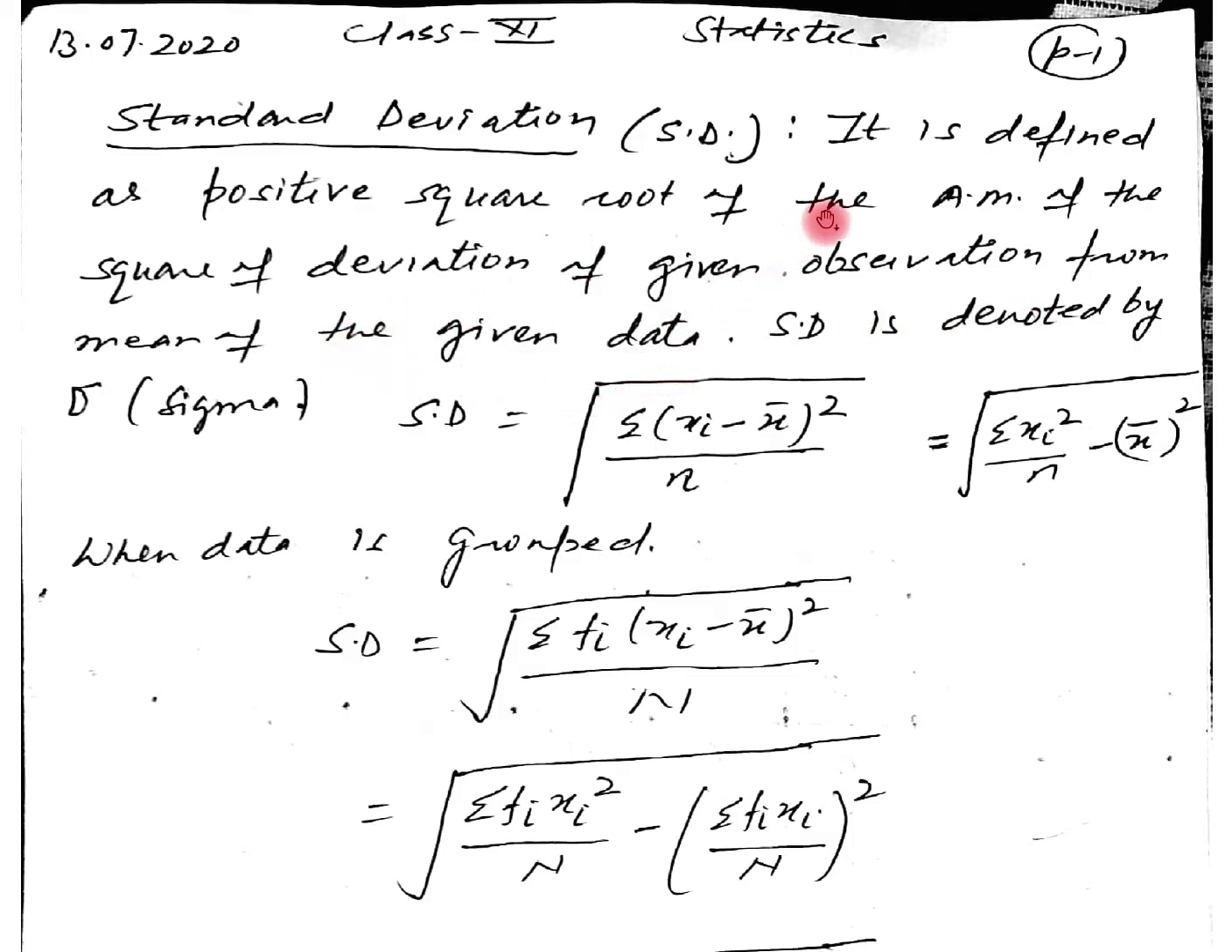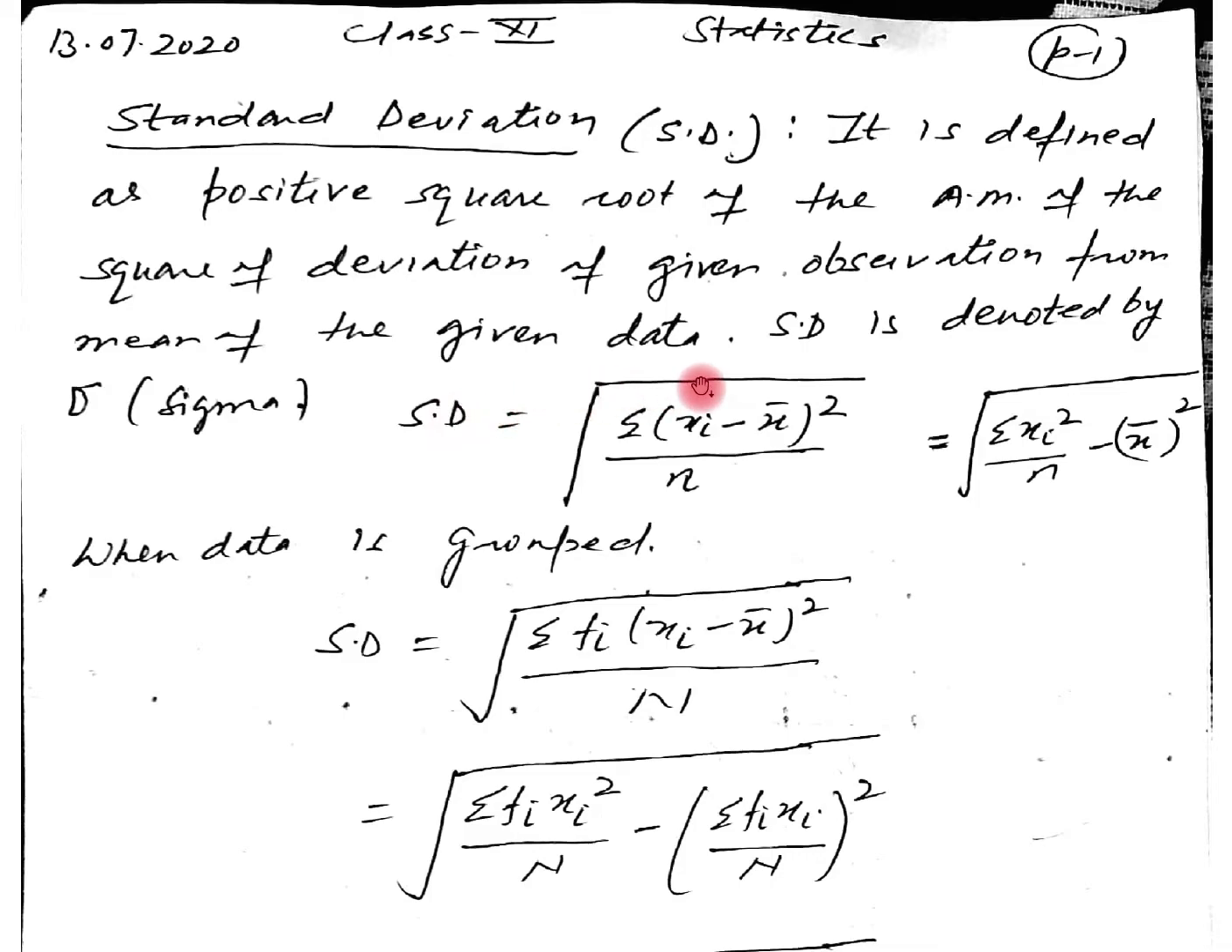Listen to it again. Standard deviation is defined as the positive square root of what? Of the arithmetic mean of the square of deviation of given observation from the mean of the given data. It means standard deviation is the positive square root of the mean of the square of deviation from the mean of the given data.